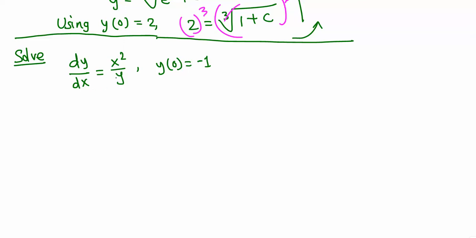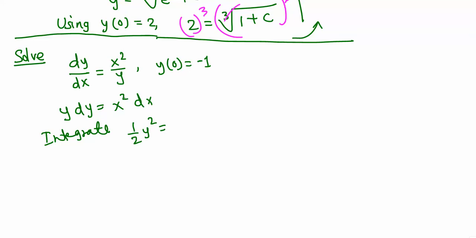So let's separate the variables. This is the same as y dy equals x squared dx. Now integrate both sides. So the antiderivative of y is 1/2 y squared, and the antiderivative of x squared is 1/3 x cubed, plus c. Okay, and we want to solve for y, so multiply both sides by 2. Just multiply through by 2, and you get y squared equals 2/3 x cubed plus 2c.